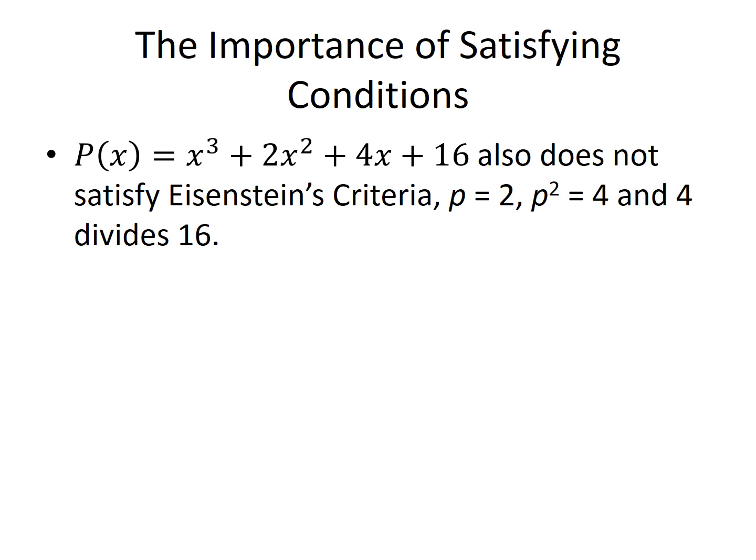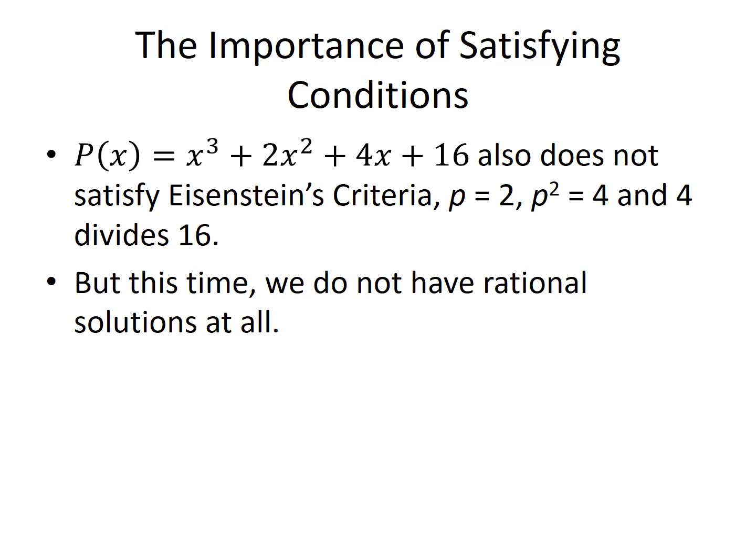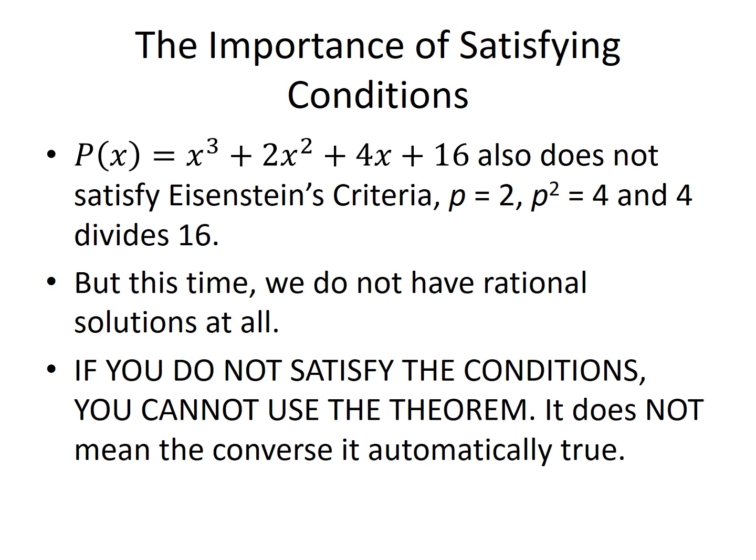Well, if we take a look at this example, x cubed plus 2x squared plus 4x plus 16, this one also does not satisfy all the criteria from Eisenstein's criteria. We have integer coefficients. Our prime number p equal to 2 still divides all of the coefficients except the leading one. P squared equal to 4, and 4 does divide 16. So we violate the exact same condition that we did in the previous example. But this time, this polynomial does not have any rational solutions. All of its solutions are either irrational or complex.